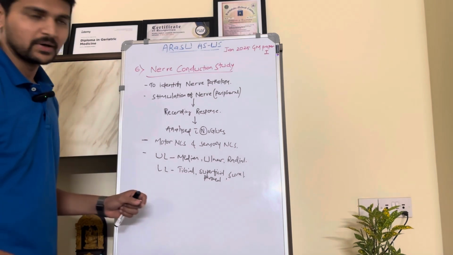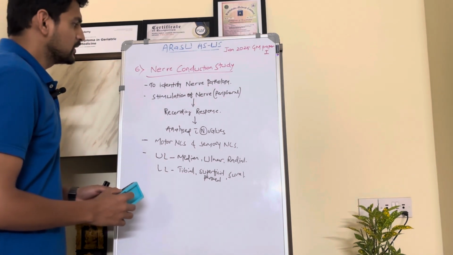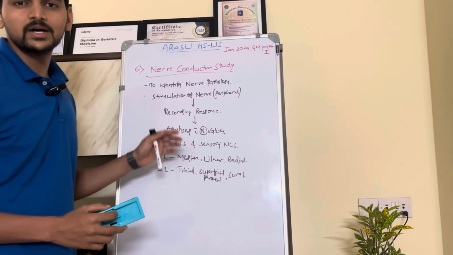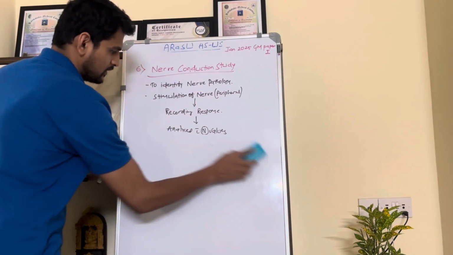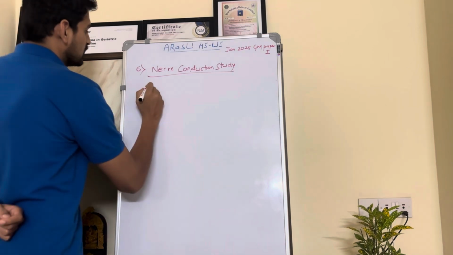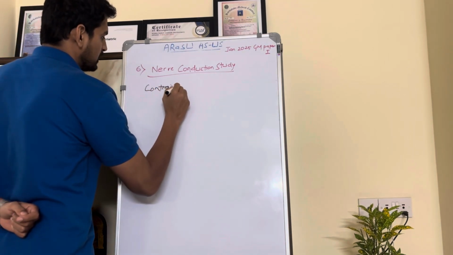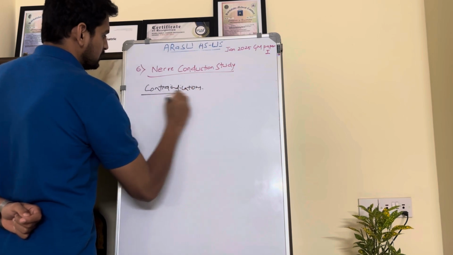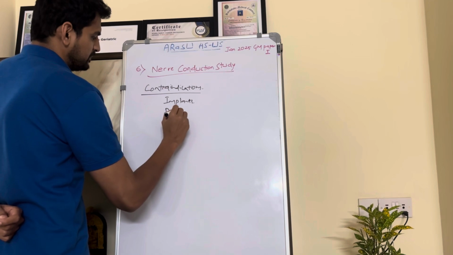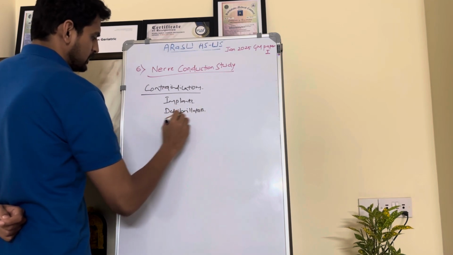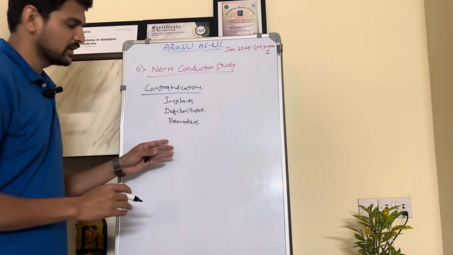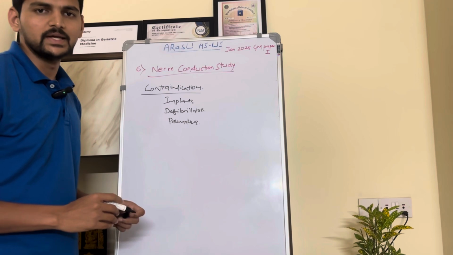Coming to the indication proper, when to conduct nerve conduction study. This part you will get to know once I explain the procedure properly. So we will deal with the contraindications first. As it is an electrical stimulation of nerves, contraindications can be mainly some implants, defibrillators, even pacemakers. If the individual has any of these, usually the procedure will be contraindicated.